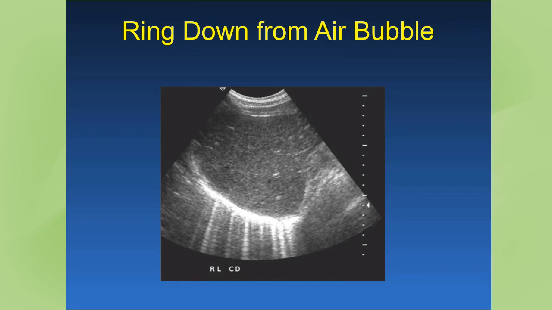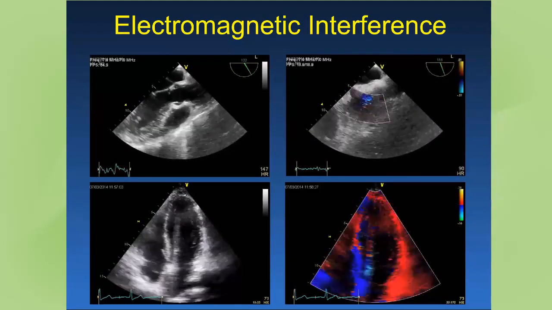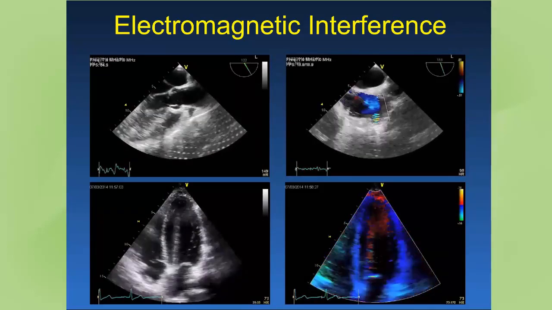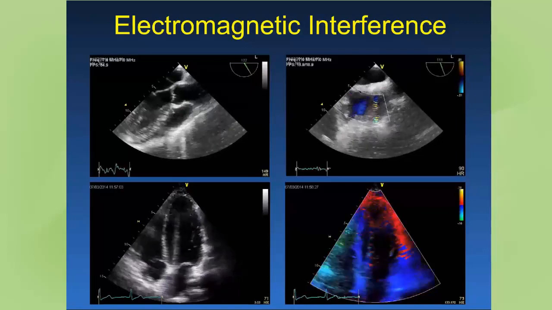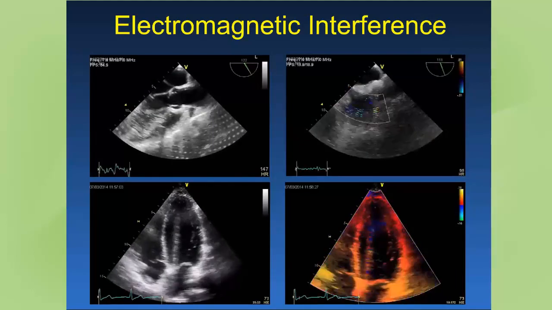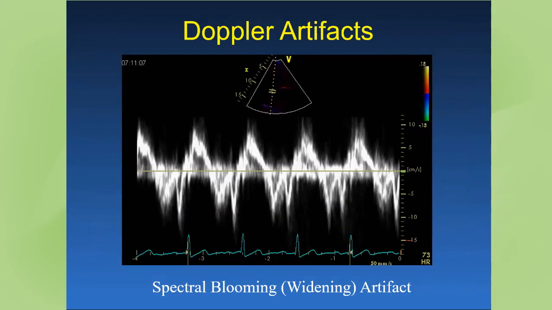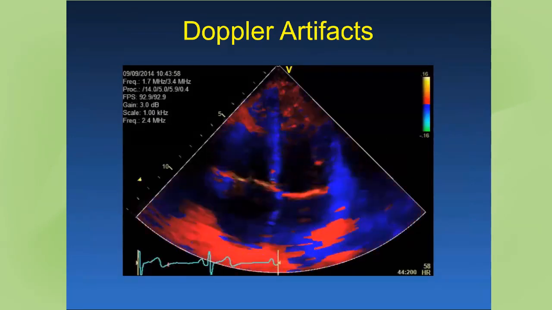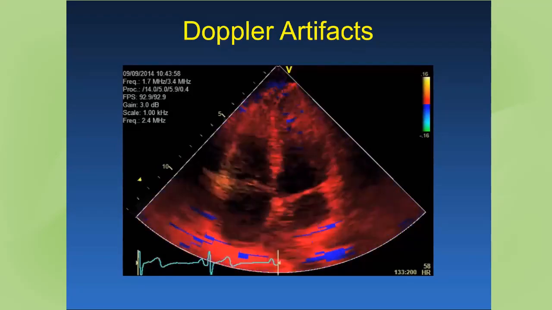Okay. And finally, here are some examples of electromagnetic interference. Our ultrasound processing is susceptible to contamination by strong electromagnetic signals like the Bovie in the OR, and we simply have to wait till they're done with the Bovie or figure out what electronics is interfering with our signal. There's nothing wrong with the transducer or the machine. There are two examples of Doppler artifact, which we won't talk much about. One is spectral blooming or widening artifact of the spectral Doppler. And one is mislabeling of tissue Doppler, where you just see the color palette is all over the place. There's a lot of mosaic coloration going on.